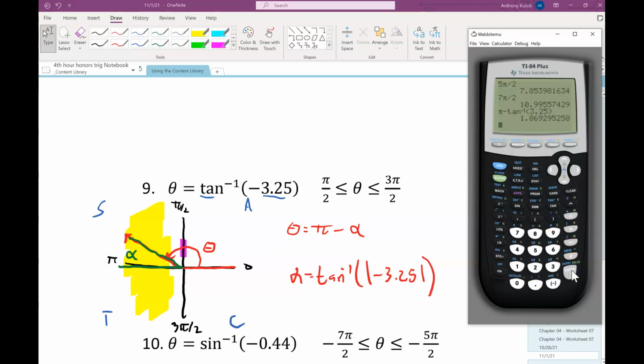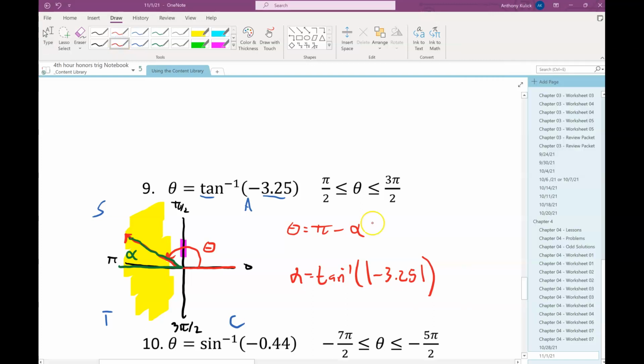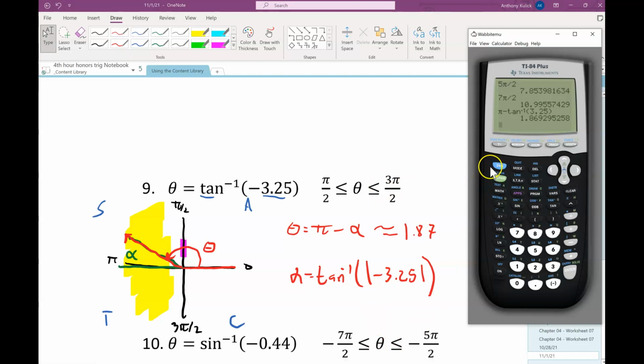So I get 1.87. If I do tangent of that, I ought to get negative 3.25 back, which I do. That number better be bigger than pi over 2, which it is, but smaller than 3 pi over 2, which it is also. So I know I've got it. Sure thing.